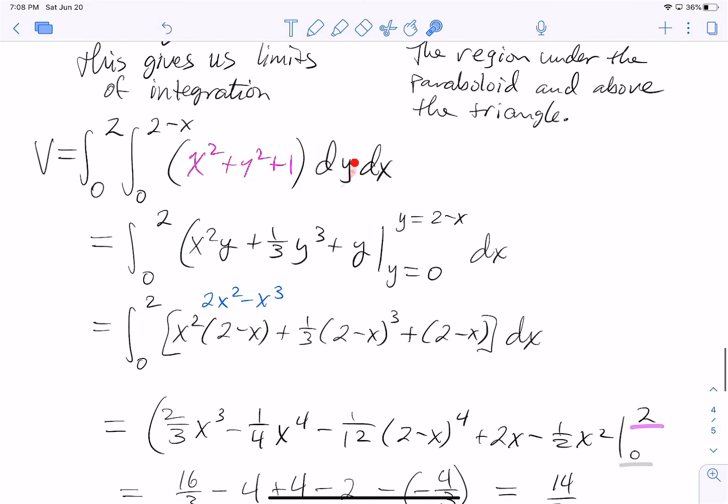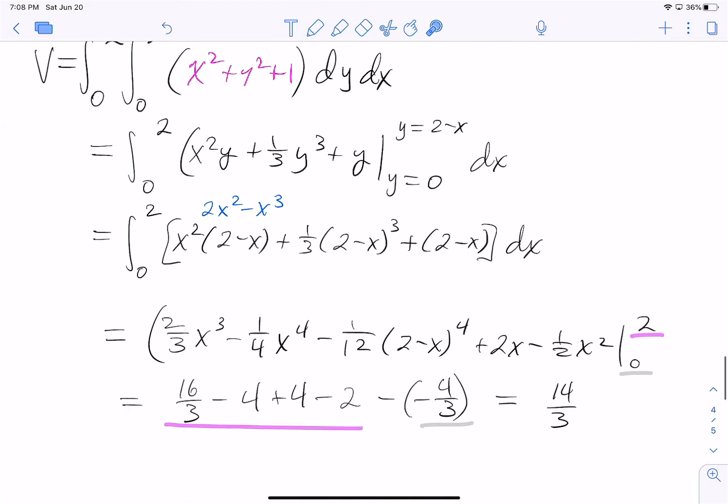Integrating with respect to y is going to give us x squared y plus 1/3 y cubed plus y. We're going to evaluate y from 0 to 2 minus x, and all of that is in the integral from 0 to 2 dx. Substituting 2 minus x in place of y is going to give us x squared times the quantity of 2 minus x plus 1/3 times the quantity of 2 minus x cubed plus 2 minus x, and substituting 0 in place of y zeroes out all the terms.